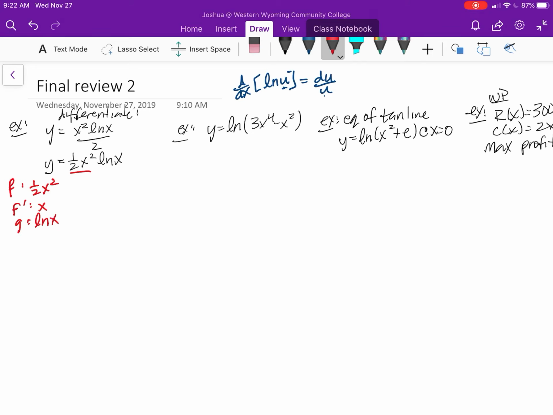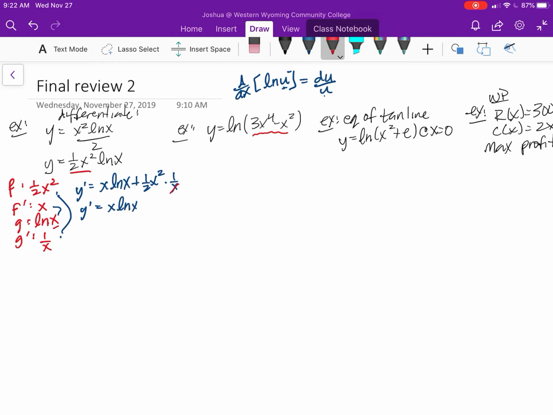g is ln x, and like I was saying, the derivative of any ln is the derivative of that over itself, so the derivative of x is 1, over x. So the derivative of ln x is 1 over x. In the next example, we'll look at what if it's not just an x. But for now, there it is. So the derivative, y prime, is f prime g, x times ln x, plus f g prime, so 1/2 x squared multiplied by 1 over x. Let's simplify this, x ln x.